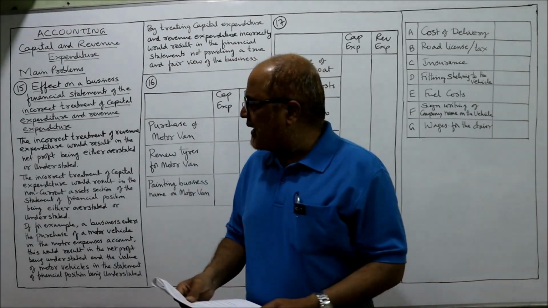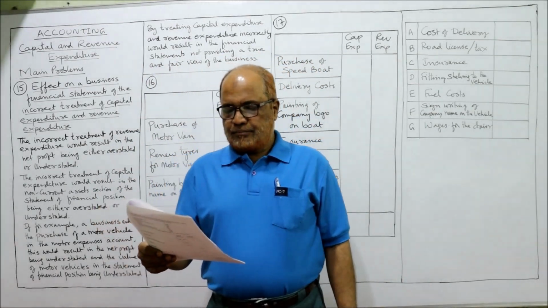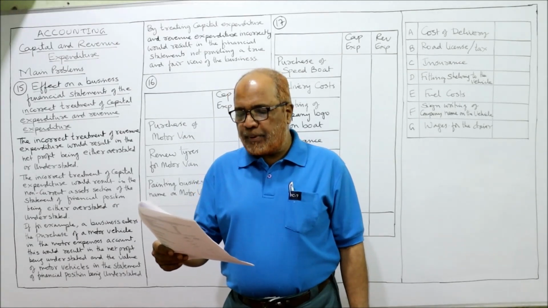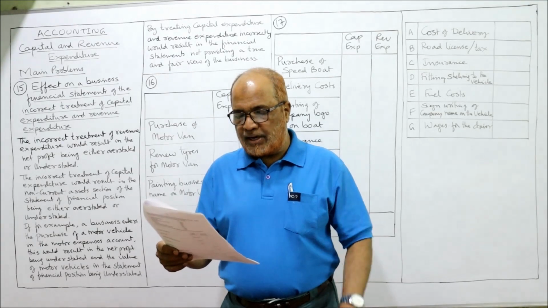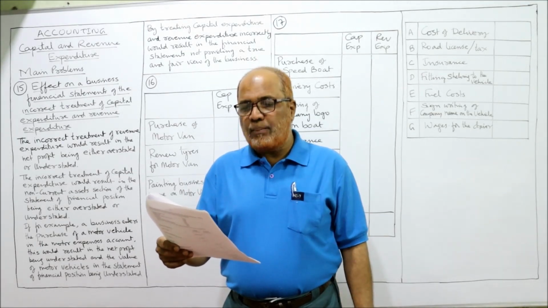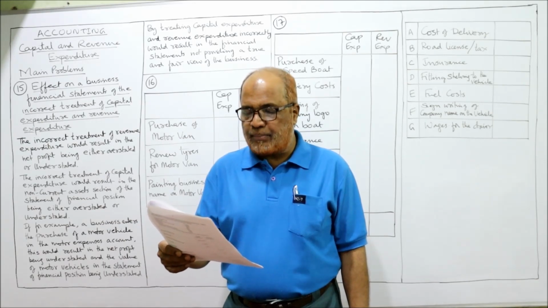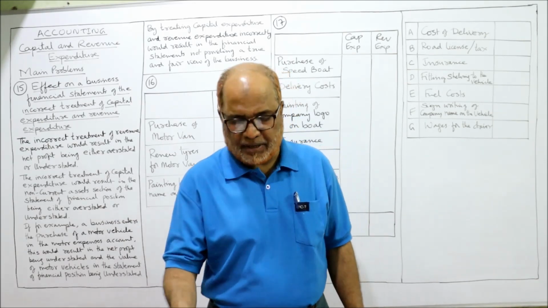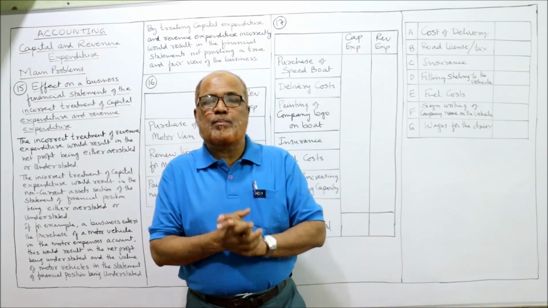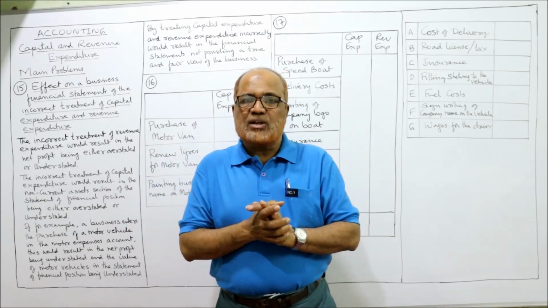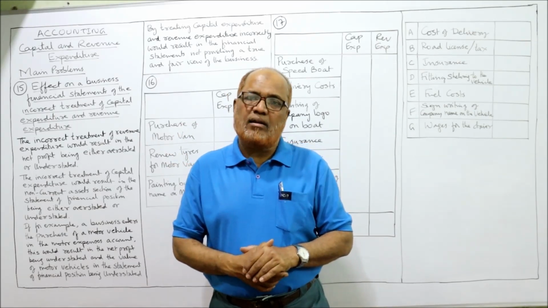Come on, I'm starting the 15th problem. It's a theoretical one. Evaluate using an appropriate example. By using an example, we have to elaborate the effect on a business's financial statements of the incorrect treatment of capital expenditure and revenue expenditure. With the help of an example, it is asking you to explain what is the effect of incorrect treatment of capital expenditure and revenue expenditure.